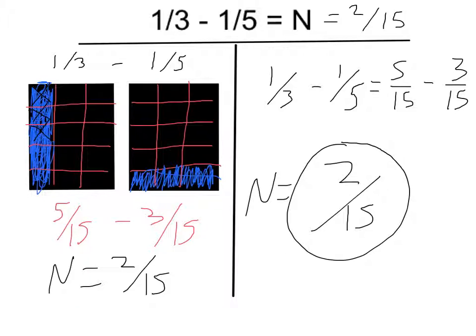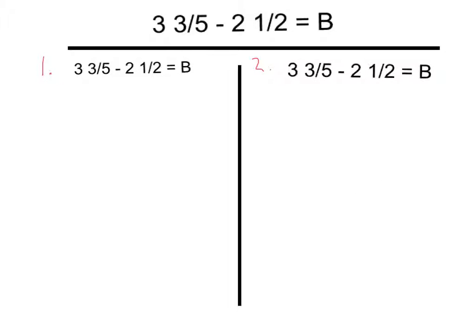What happens when we have a mixed number? That's where things get interesting. Let's check the next problem. This is a more complicated example. So here I have 3 3/5 minus 2 1/2 equals b. So we need to figure out what b is.